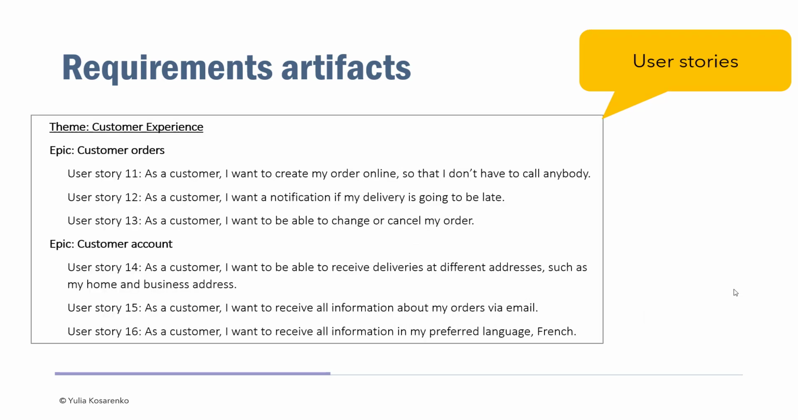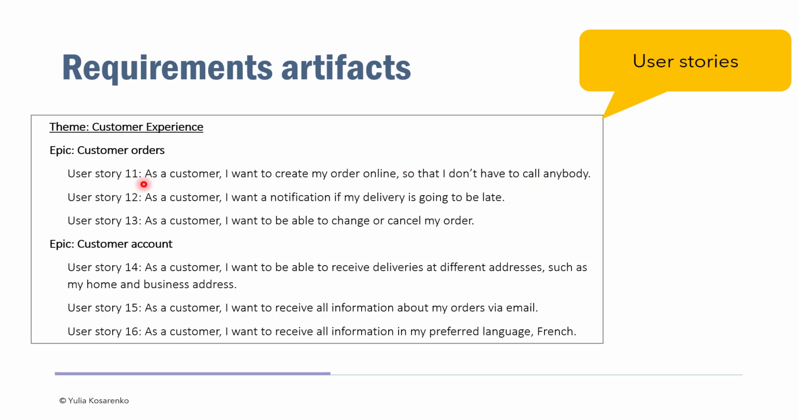The user stories themselves that may be used to capture requirements also are outcomes. And regardless of what tool you use to capture user stories, you still follow a certain structure. So you may have some major themes for your product, for example, customer experience theme, and then epics, which really are groups of user stories. And then you define user stories and requirements. So here's an example, right? Maybe you have an epic that describes placing customer orders. And there may be a user story that says, as a customer, I want to create my order online so that I don't have to call anybody.